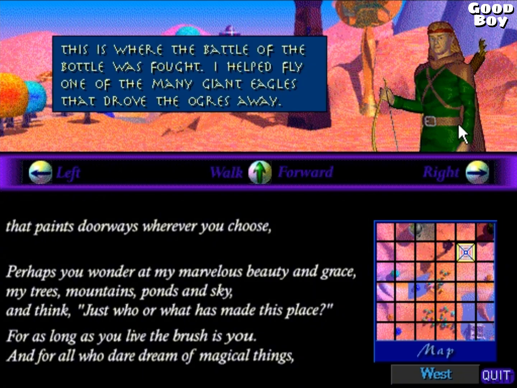This is where the Battle of the Bottle was fought. I helped fly one of the many giant eagles that drove the ogres away.